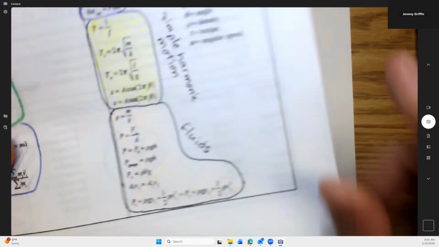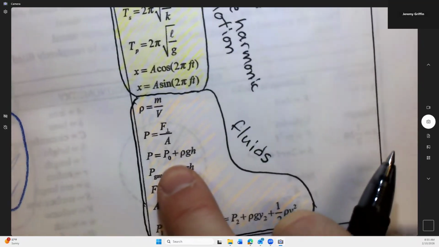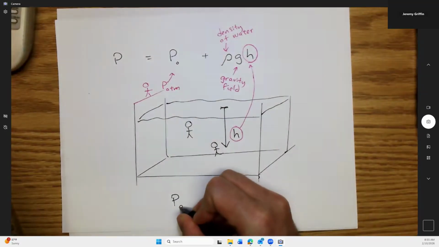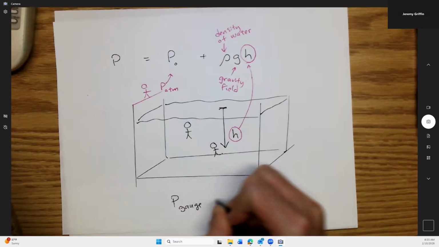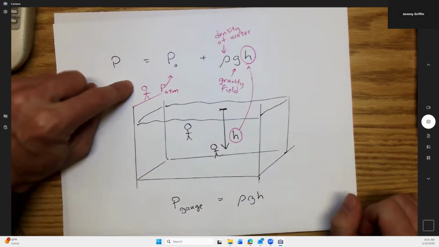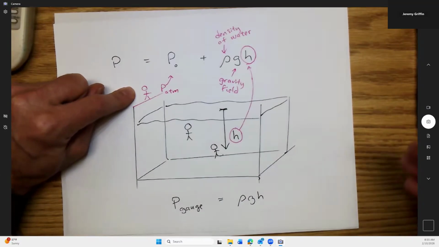Now, right beneath this formula, is there any question about this formula? Right beneath that, there's a pretty similar one. It says pressure gauge, and that one's just called rho gh. Okay, and the idea is this. Right now, we're all sitting in 1 atmosphere of pressure. That's a lot of pressure. It's about 14, 15 pounds per square inch, 100,000 newtons per square meter. Right? It's an enormous amount, but it feels normal, right?